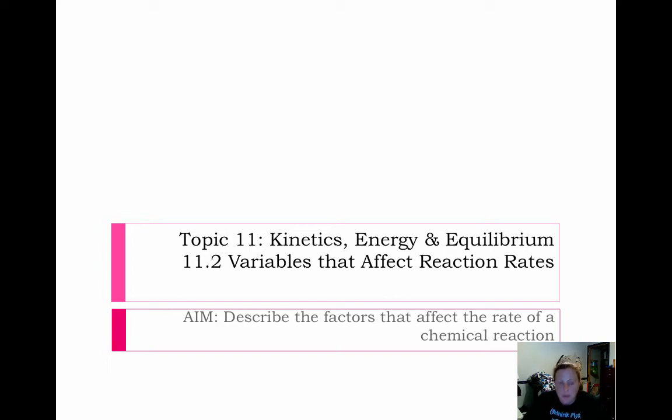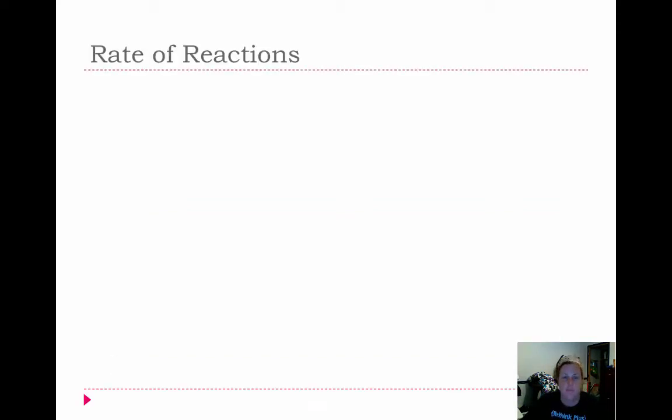Hello again, welcome back to Topic 11, Kinetics, Energy, and Equilibrium. This is Section 11.2, Variables that Affect Reaction Rates, and our aim for today is to describe the factors that affect the rate of a chemical reaction.